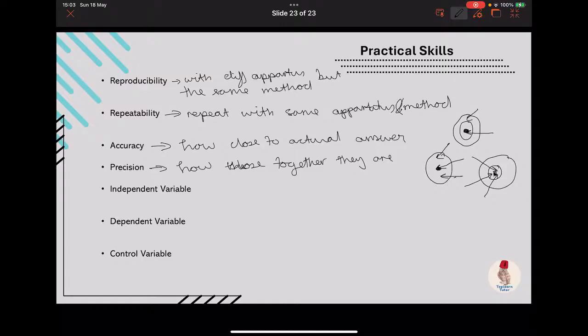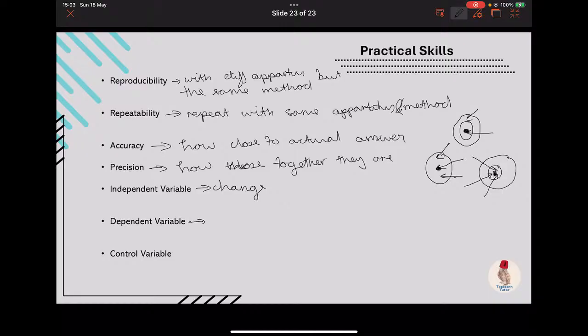Now, independent variable is the one that you change. It is the variable that you change. So if you were to do an experiment, how does temperature affect the rate of reaction? You would be changing the temperature as you're investigating how that variable affects the rate of reaction.